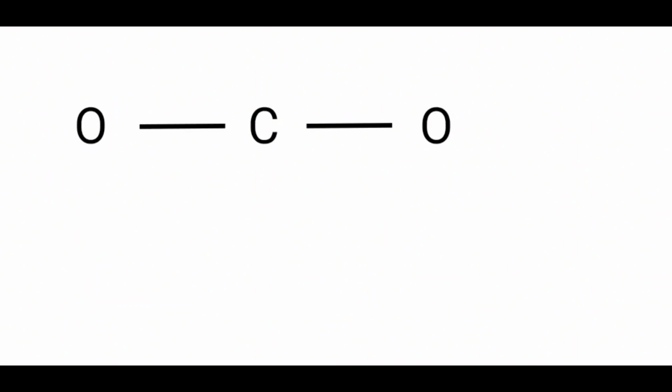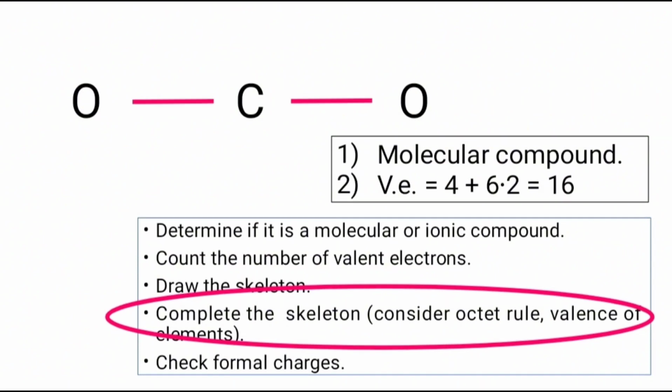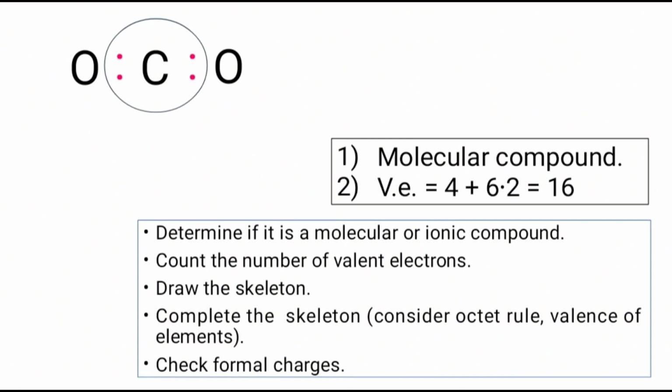We draw the skeleton, and now let's complete our skeleton considering the valence of elements and octet rule. So these are 2 bondings. We said that every bonding is 2 electrons, like it's 1 pair. If we draw it with a dot structure, instead of lines we draw dots, so electrons, it will look like this. And now we can see that around carbon there are 4 electrons. According to the octet rule, there should be 8 electrons. So let's add 4 more electrons around carbon.